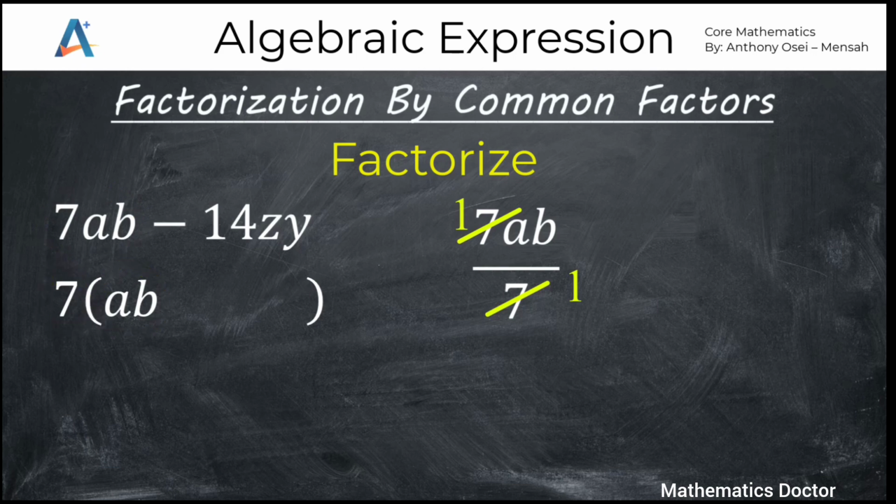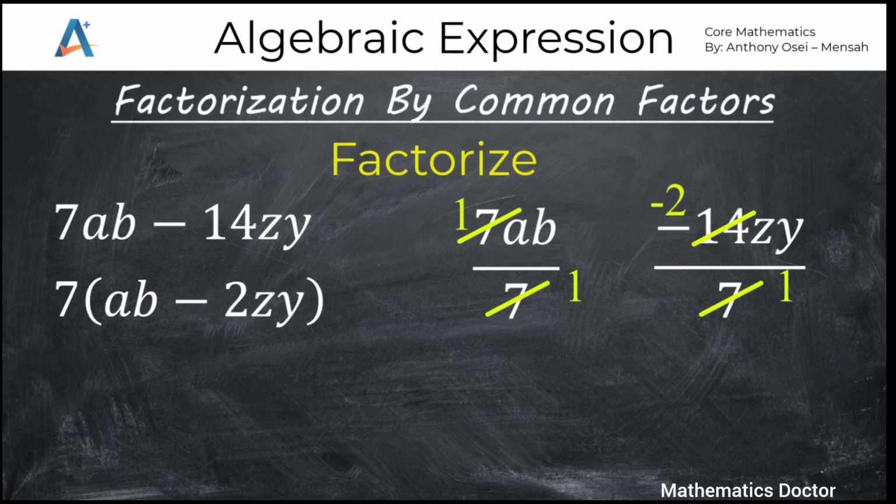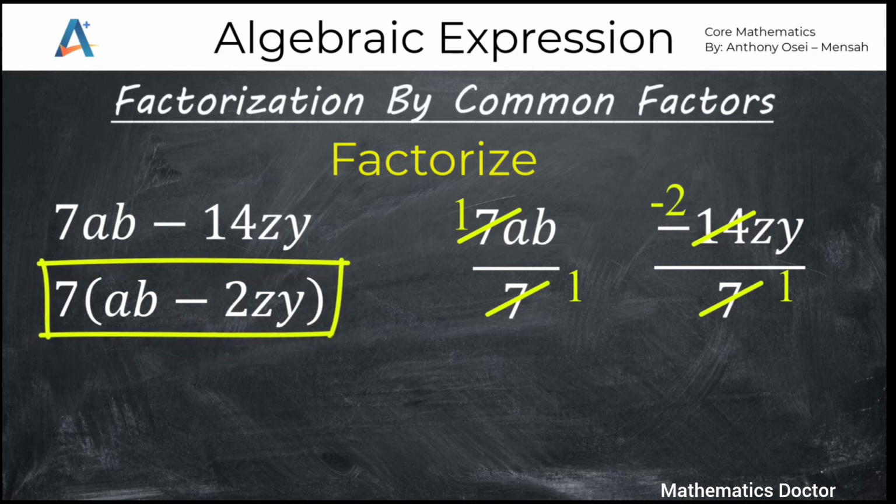Now let's go to the next term, which is minus 14zy. Now divided by 7, which is a common factor. Now 7 into itself is 1. And 7 into minus 14 is minus 2. So we will get minus 2zy as our final answer. So we replace this there, making it minus 2zy. Nothing will cancel the zy. So hence our final answer becomes 7 into bracket ab minus 2zy.